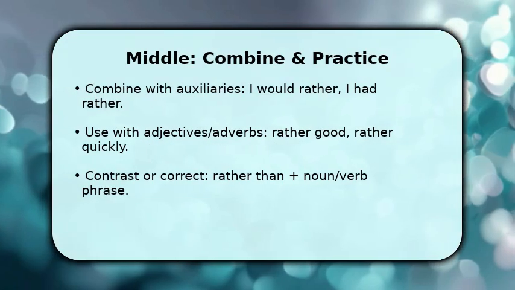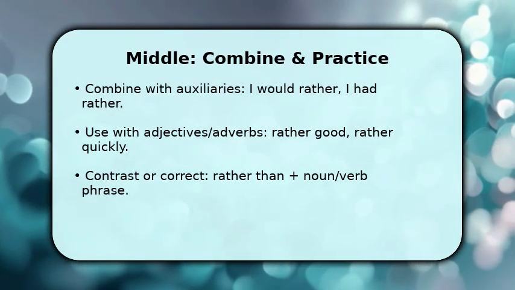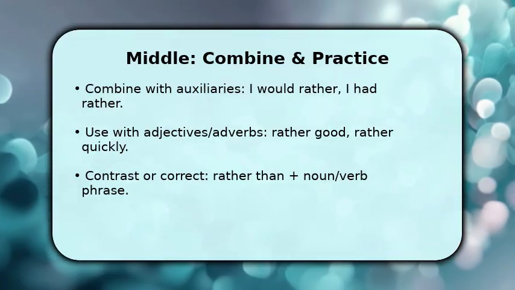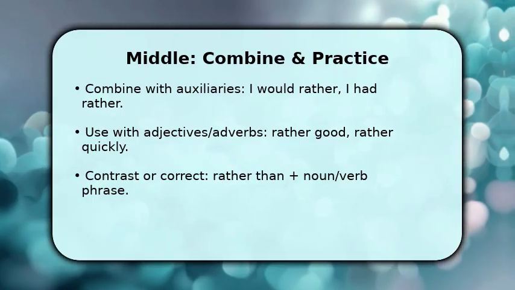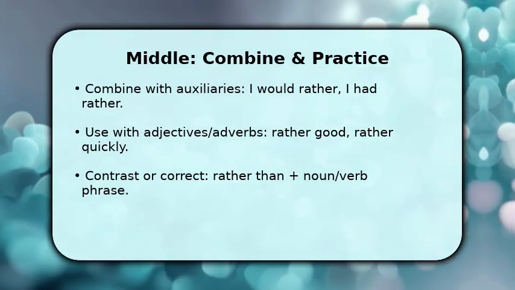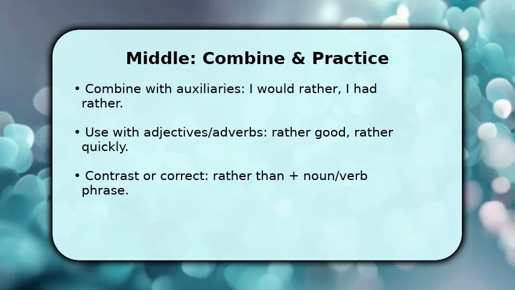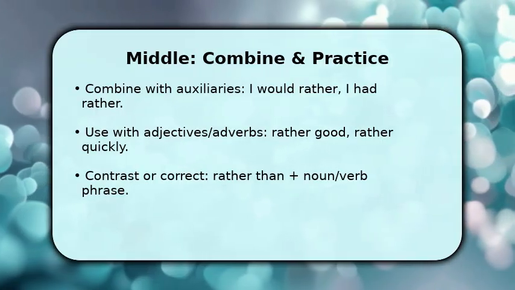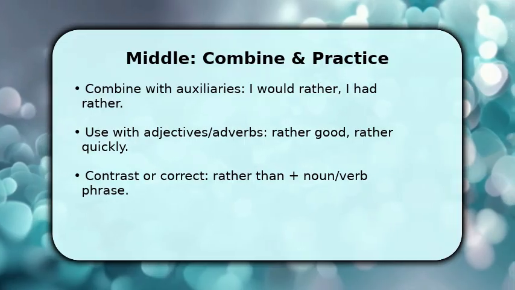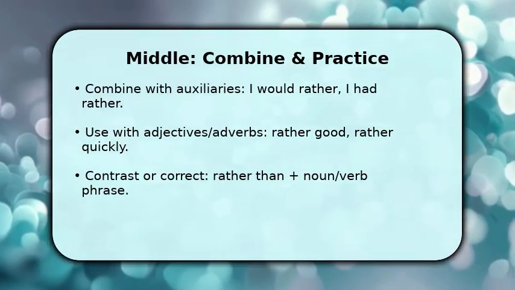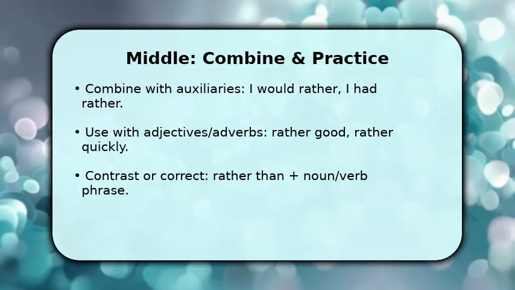Once done with basic placement, practice combining rather with auxiliaries and connectors. Use I would rather plus verb to show preference. Switch to rather plus adjective for intensity. Listen as the adjective carries the weight. For contrast, use rather than followed by a noun or verb phrase and make sure the structure balances both options.